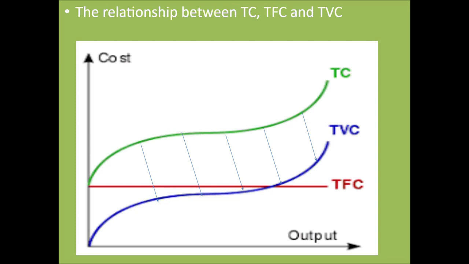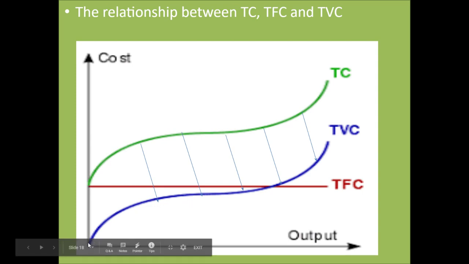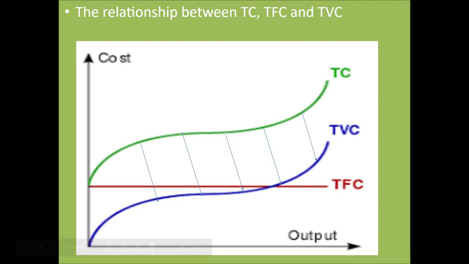So we say that the TVC curve starts from the origin. That means TVC is 0 when the level of output is 0. However, students, the TFC curve can never start from the origin because fixed cost can never be 0.